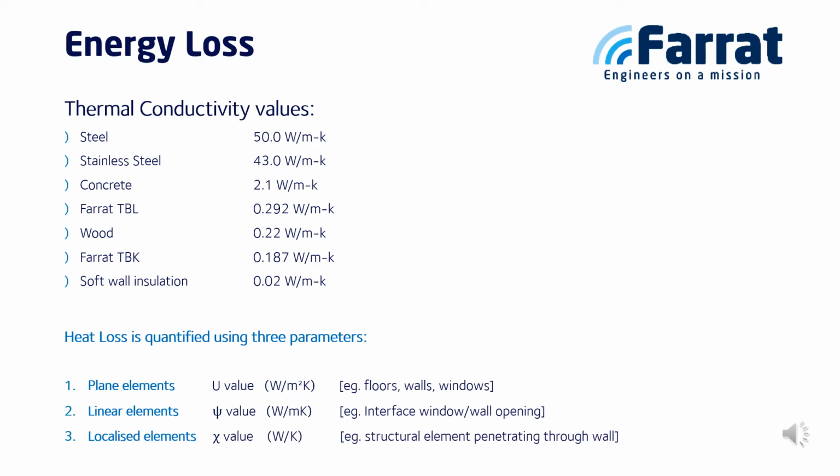The simplest of these calculations is for plane elements, which are expressed as a U value. More complex to calculate are linear details, which are expressed as a psi value, and most complex to calculate are localized elements or point connections, expressed as a chi value. This last value is only able to be attained from complex three-dimensional modelling and is typically where the need for structural thermal breaks is required.